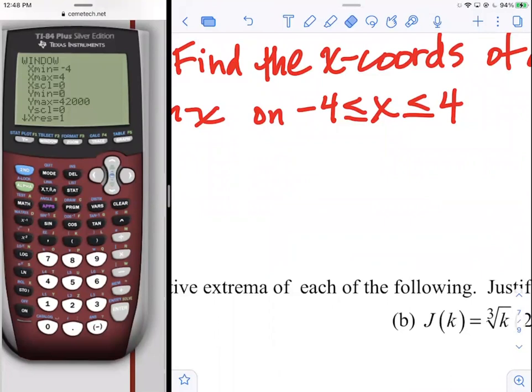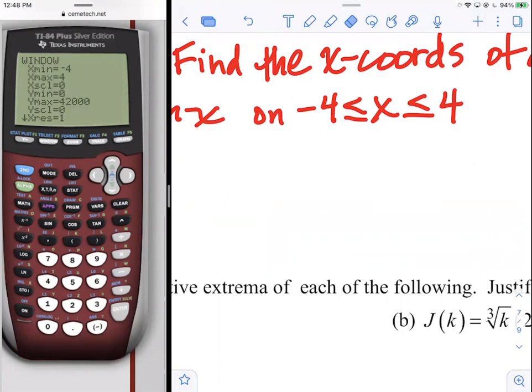Now, we're looking for where the derivative is undefined, but will the derivative be undefined if it's x cubed times sine of x? No, because those are two continuous functions, and the product of two continuous functions is yet another continuous function. So we know we're only looking for zeros.